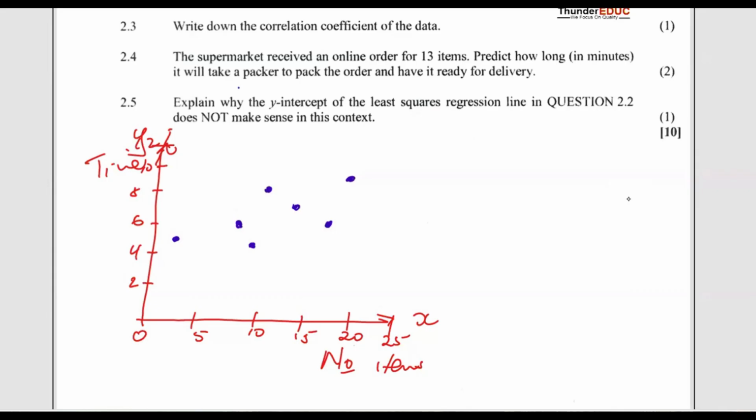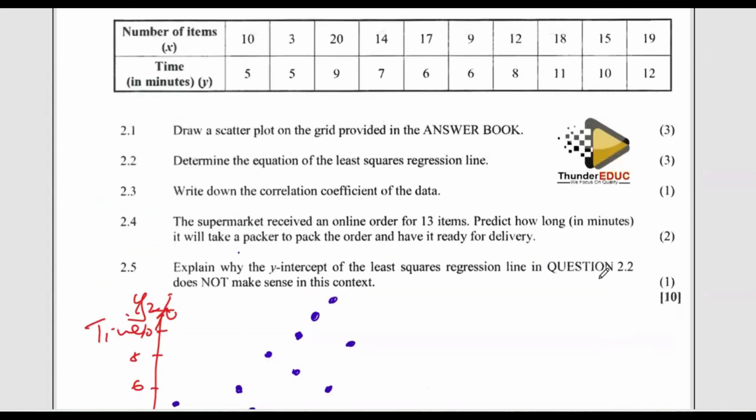Then 18 and 11. 18 and then 11 is somewhere there. Up. And then we have 15 and 10, and we have it somewhere there. And then 19 and 12. 19 and then the last point, which is 12. So we must have this kind of shape that is having a positive sort of relationship, okay? So that is done. And then 2.2, they want us to get the equation of the least square regression line.